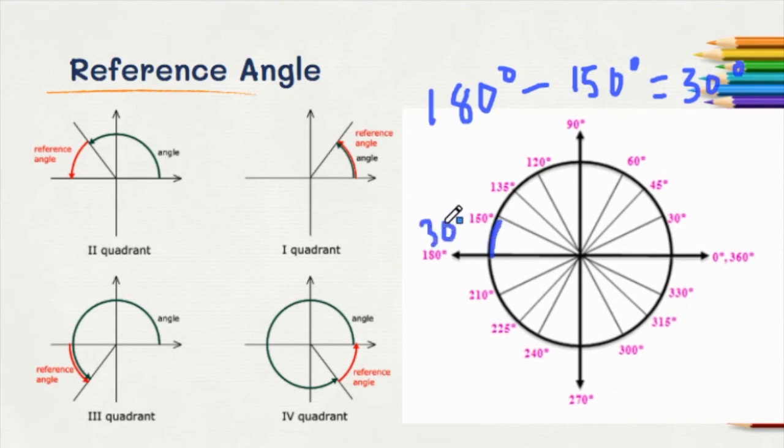Let's look at 210. What's the extra space from 210 to 180? It is also 30 degrees. So 210 minus 180 is 30. So the reference angle for 210 is also 30 degrees. And similarly for 330 to 360, what is that missing space there? 360 minus 330 is also 30 degrees. So for 150, 210, 330, and 30 degrees, all of them have the same reference angle, and it is 30 degrees.